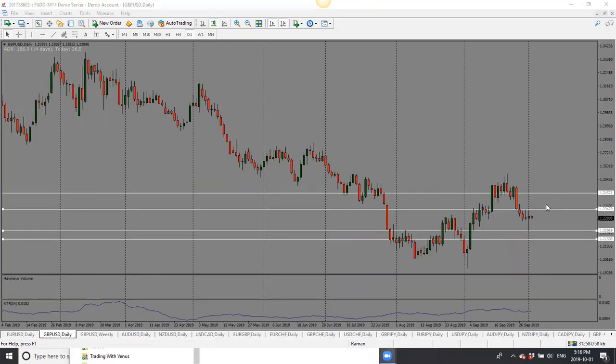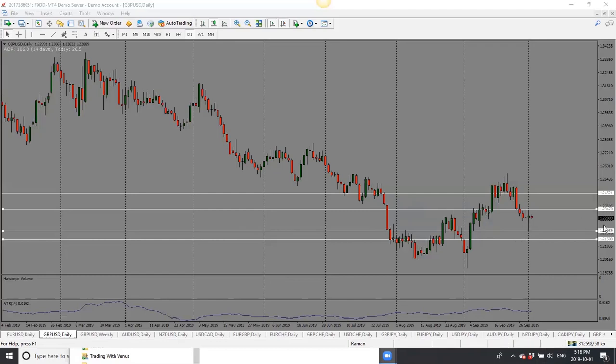In terms of pound dollar, pound dollar has been sideways. Yesterday, we were looking for a drop, and price dropped all the way down into 1.2200, and then it pushed back up. There were comments in regards to a potential agreement being reached between the EU and UK in order to avoid a no-deal Brexit, and as a result, we saw price go back up.